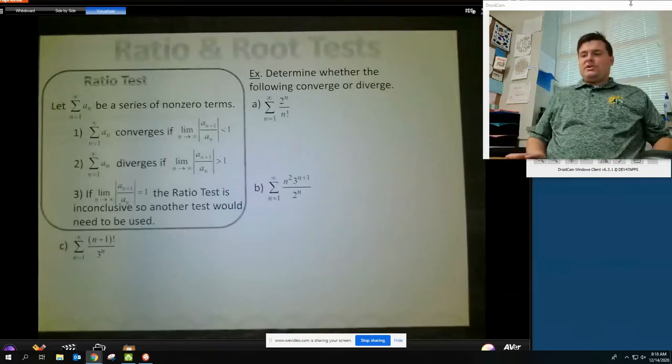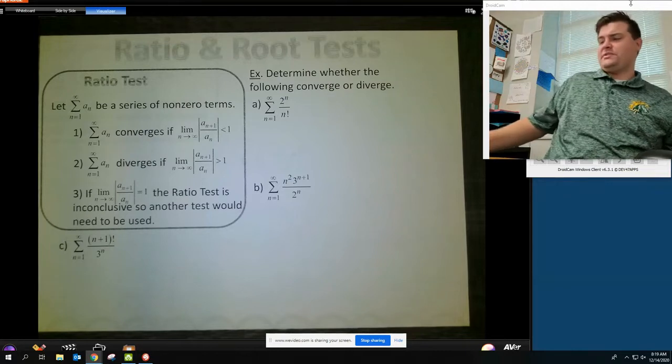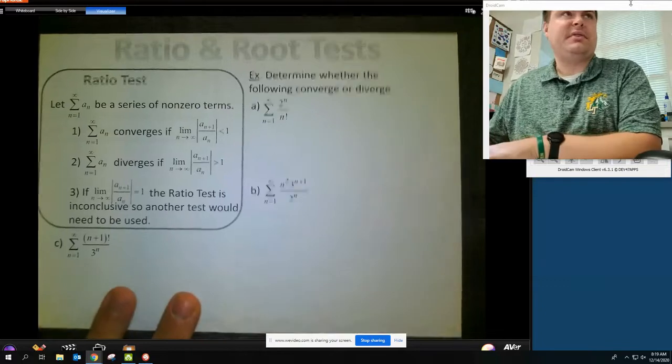Let's talk about the ratio and the root tests. Our last two tests we're going to be learning here with convergence tests with series. So we know quite a few already. These are our last two. So let's start with the ratio test.